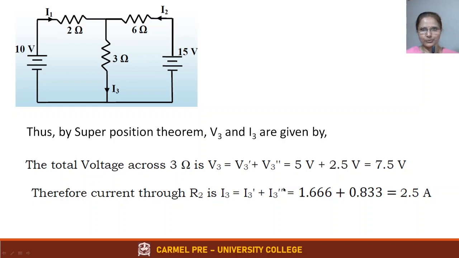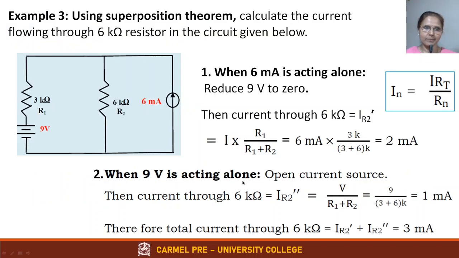All you have to do is know your current divider rule and also know how the resistors are connected in series and parallel. That's all. Your earlier knowledge on parallel and series combination of resistors and current divider rule helps here. Okay, this is one example. We will take one more example with the voltage source and the current source.